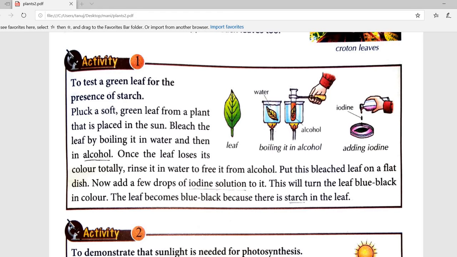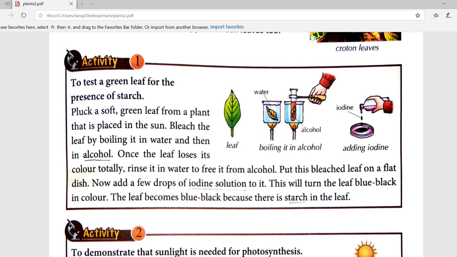So whenever we boil a green leaf in water and bleach it well in alcohol, and when we put some iodine drops on it, the color of the leaf will change. It will turn blue black, and this shows that starch is present in the leaf.